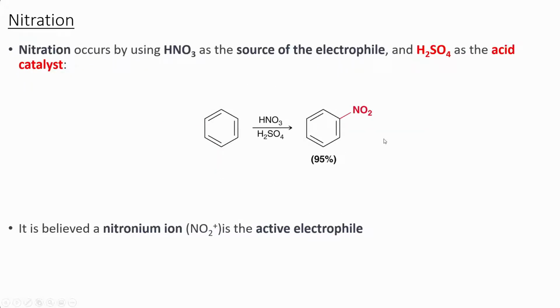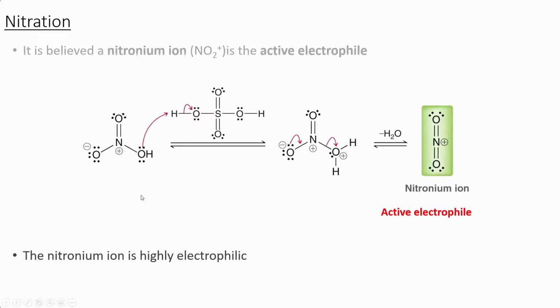Nitration is another electrophilic aromatic substitution reaction. In this case, we use HNO3, and that will be the source of the electrophile, and we use a sulfuric acid catalyst as well. These two molecules are going to react together first to form the active electrophile. So for this mechanism, you will need to know how to form the nitronium ion before the electrophilic aromatic substitution actually occurs. So let's take a look at that mechanism.